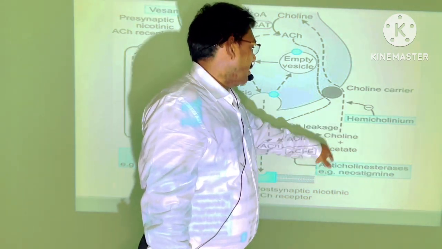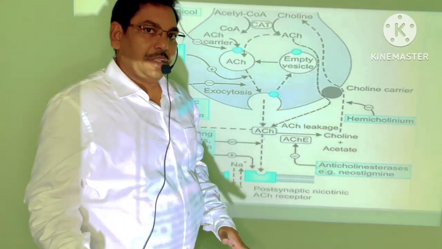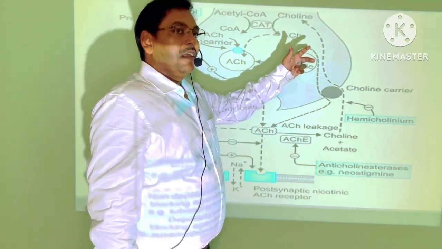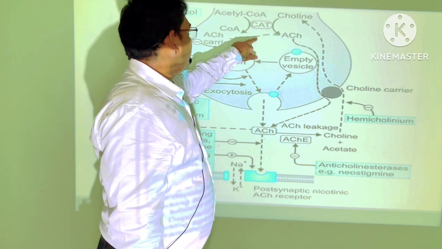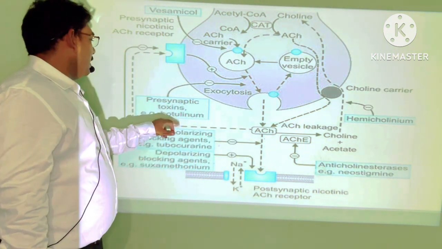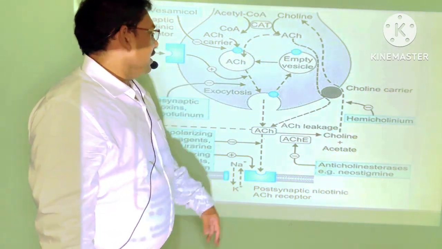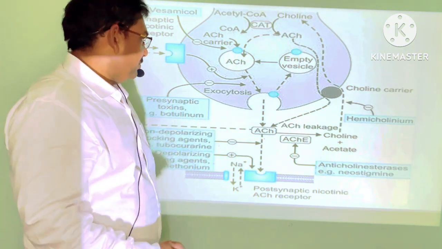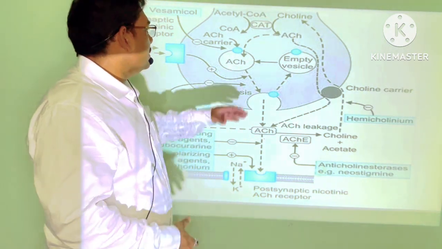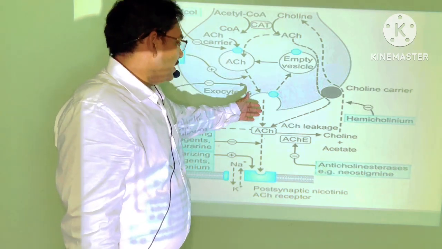Different drugs can inhibit the synthesis of acetylcholine, like hemicholinium, a chemical that inhibits the reuptake of choline in the presynaptic cleft. That decreases the concentration of choline, so the synthesis of acetylcholine is inhibited. Similarly, toxins such as botulinum also inhibit the exocytosis of acetylcholine. Okay.